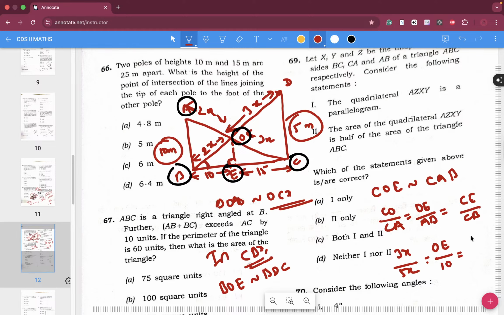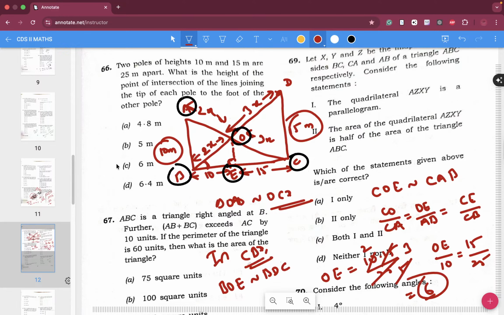Okay, and this particular value over here, CE. Where is CE? CE is 15 divided by CB, which is 25. So if we can delete this particular stuff over here, which means OE is equal to 10 into 15 divided by 25. This is 5 times 2, 5 times 3, which means 6 is the answer.